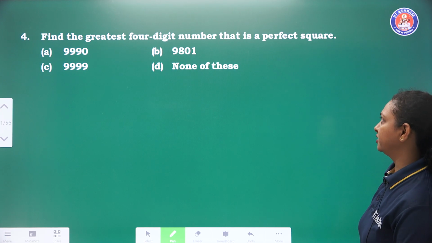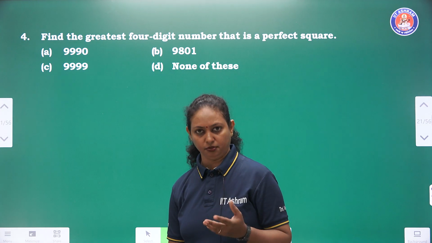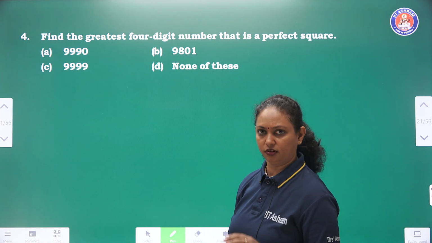Find the greatest 4-digit number that is a perfect square. Okay, how do we find that? There is a simple trick, and you can go with the long division also.